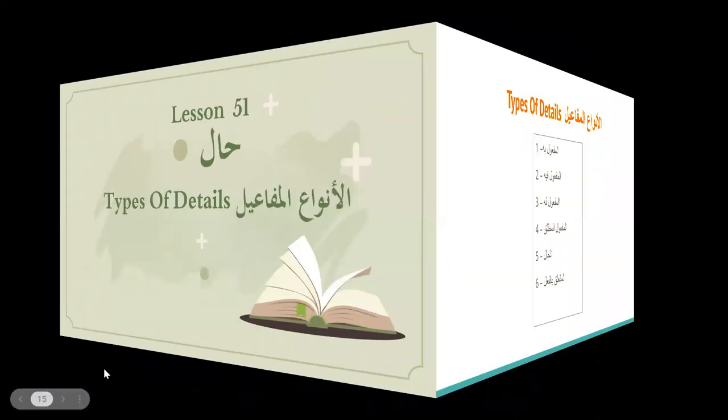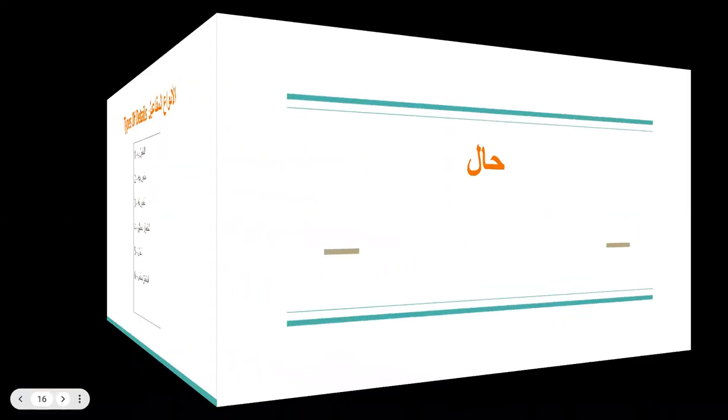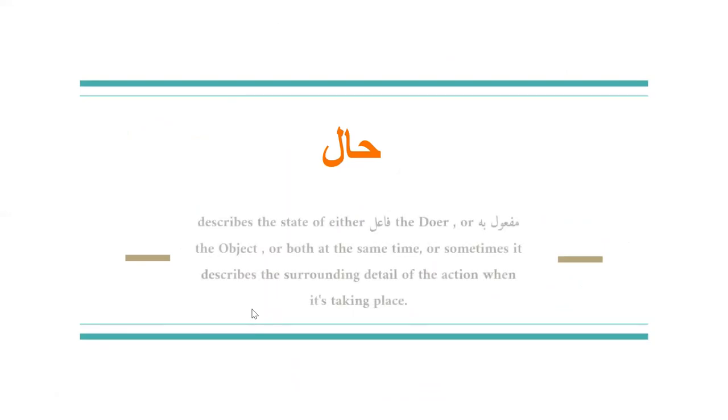And you know, from previous lessons, we have been doing different types of detail. And we already did the first four types: maful bihi, maful fihi, maful lahu, maful mutlaq. And today our topic, Haal, is the fifth maful. So what is Haal? What's the definition? What does it do?